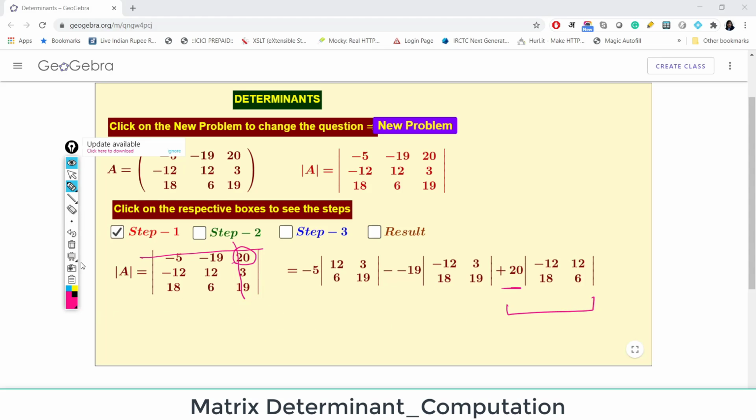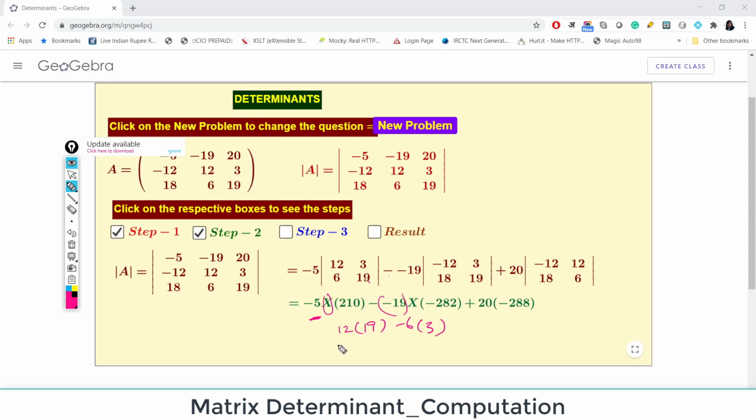After doing all these calculations, we can see what the next step is. The next step would be -5 multiplied by, this is the sign for multiplication here, and this computation. They have done 12 into 19 minus 6 into 3, and if you compute this it would be 210 and so on. This is the minus sign, minus of 19 into this and so on. This is their way of writing inside the applet. You don't need to explicitly write this multiplication sign, and you can see that computation.